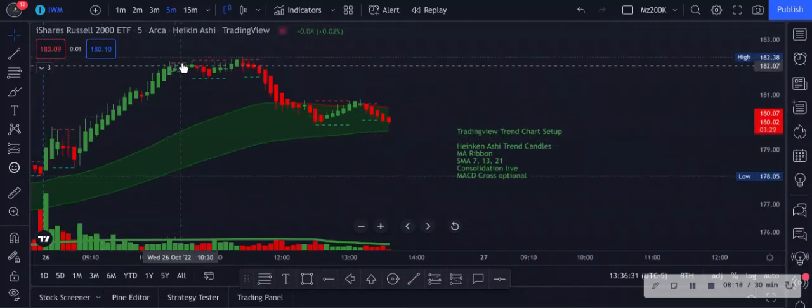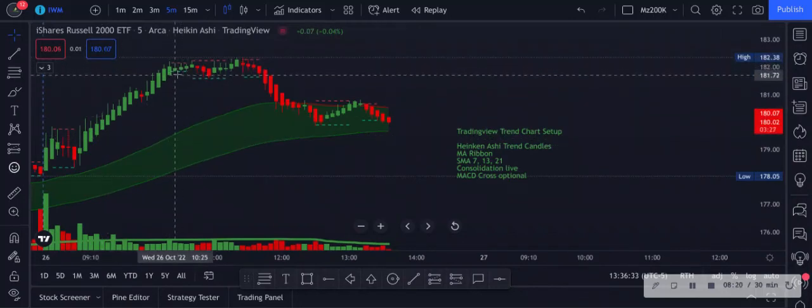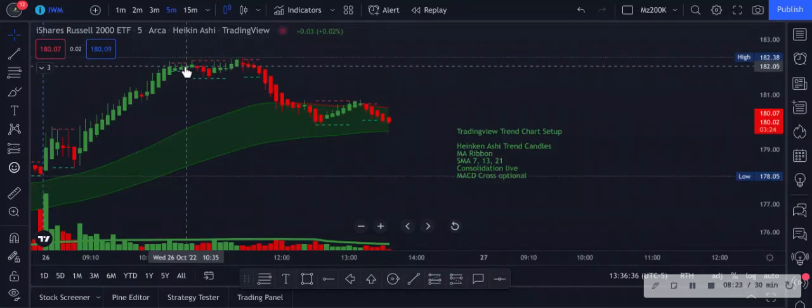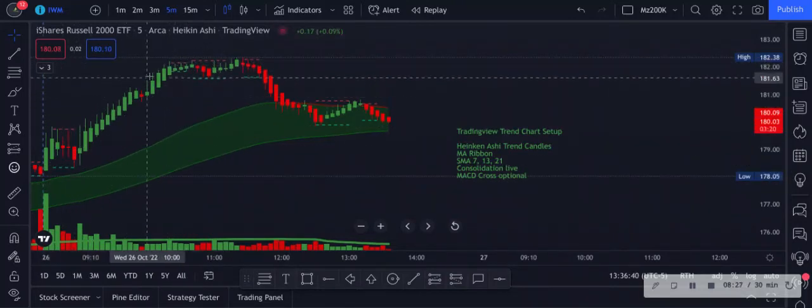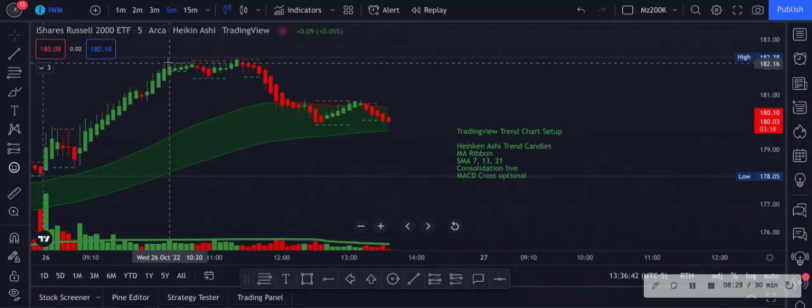So when we get here, we consolidate again. You don't want to get caught up in consolidation. So the best thing to do here will be go ahead and take your profit. If you got in here and you got out here, you made at least 80, 90 bucks off one contract.